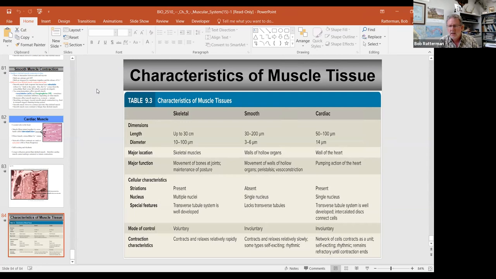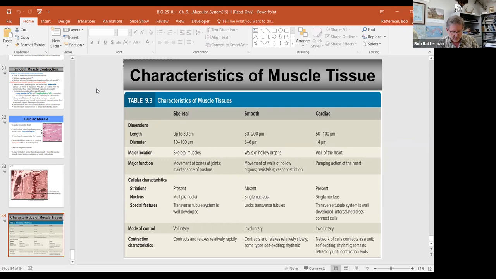So are you good with the muscular system chapter? Is there anything in here that you'd like to review? How are you doing with the muscular system chapter? Anything you want me to pull up? How about respiratory?